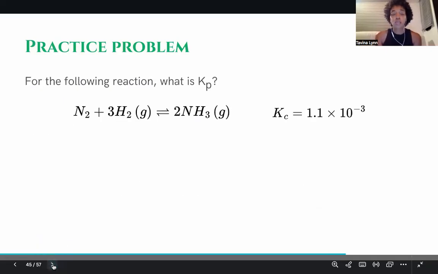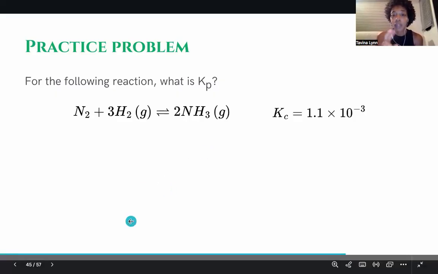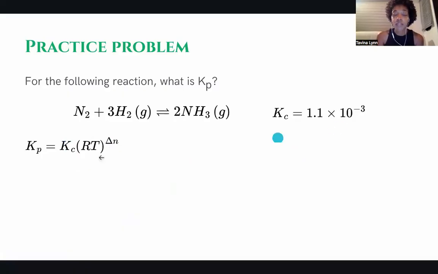So let's look at another practice problem. For this reaction here, we are given the value of K sub C and we are asked to find K sub P. So here is a problem where we can use that equation we derived that relates both K sub C and K sub P. This is our equation here. So we're going to plug in K sub C, the value that's given. R is our ideal gas law constant. T is temperature. And in this case, if ever the temperature is not specified, we will just assume that it is room temperature, and we can plug in for delta N.